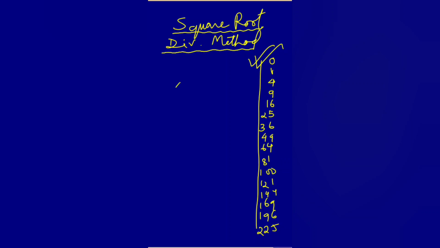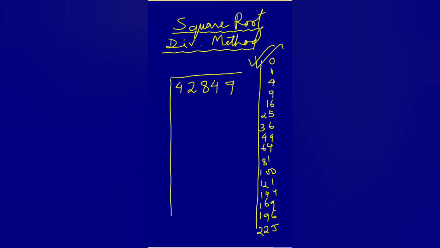42849. We are going to find the square root of 42,849 by the division method. You draw one line like this and one line like this. Now the first step, remember: where is the decimal in this number? In the extreme right. Locate that decimal, because when I give you another example with a decimal, that will help you. You have to locate the place of the decimal.